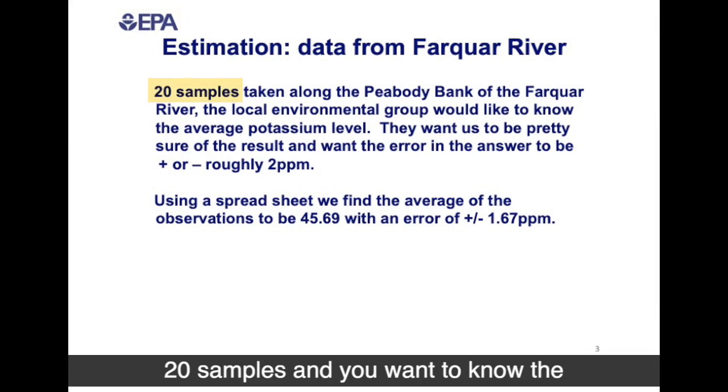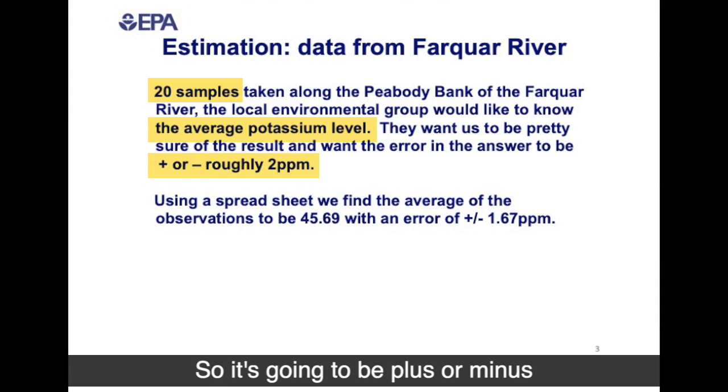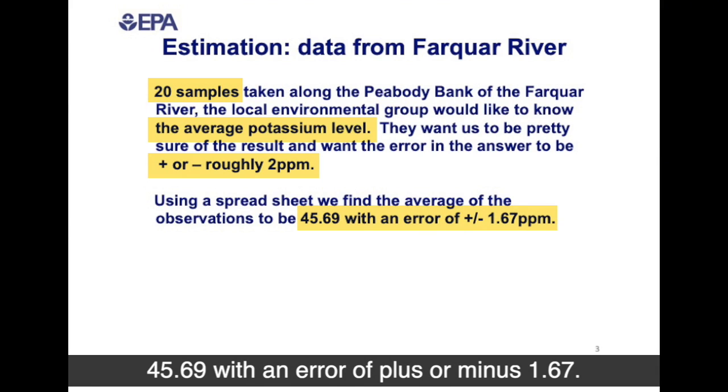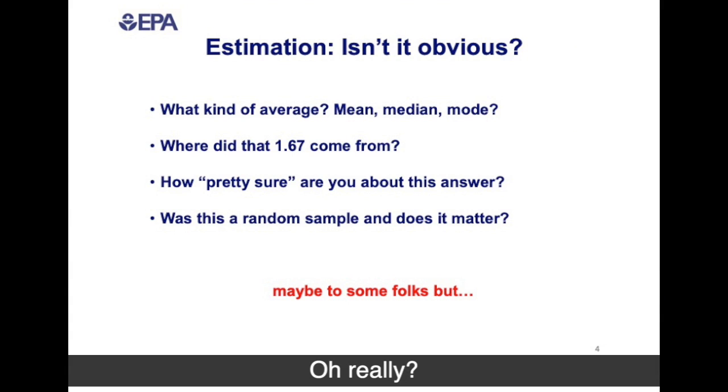Here we go. 20 samples. We want to know the average potassium level. They want us to be pretty sure of the result. So it's going to be plus or minus roughly 2 parts per million. We use a spreadsheet and we get the answer 45.69 with an error plus or minus 1.67. Straightforward? Sure. Oh, really?